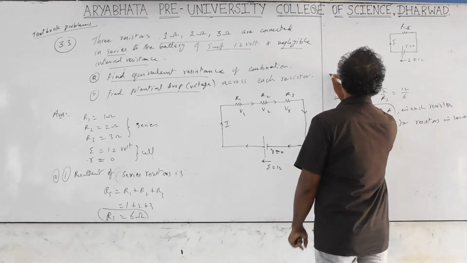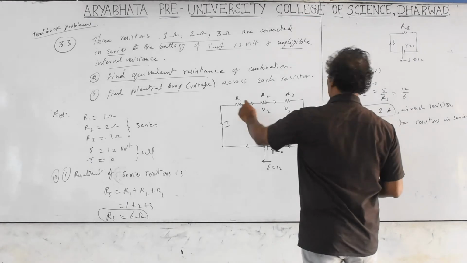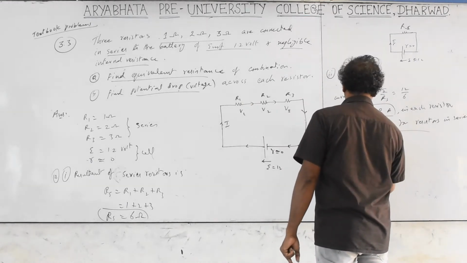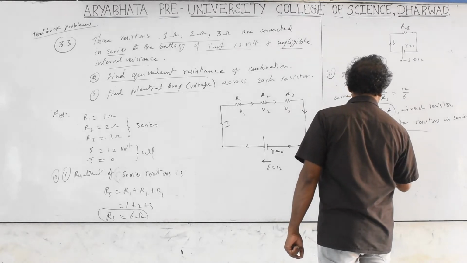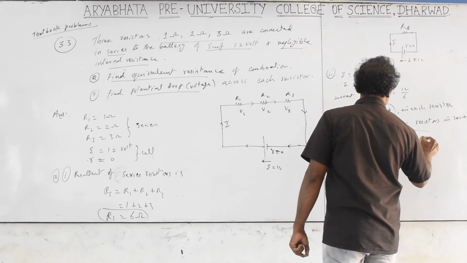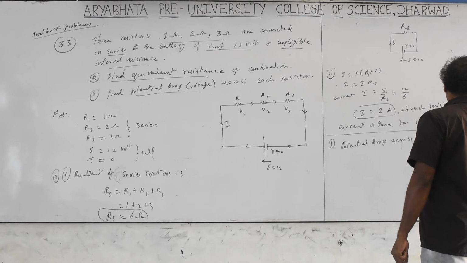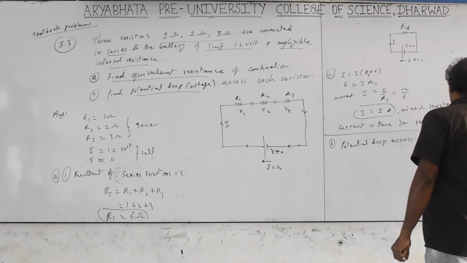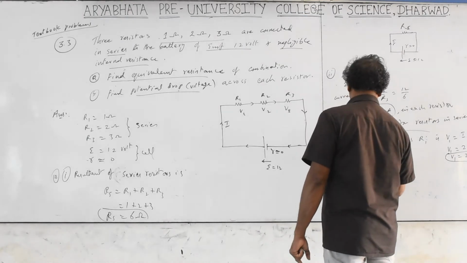Next, this is the second part. What is the voltage? Voltage across R1, or potential drop or potential difference across R1, is V1 equal to I into R1. V1 is equal to current 2 amperes into R1 1 ohm, which is equal to 2 volts. That is V1.